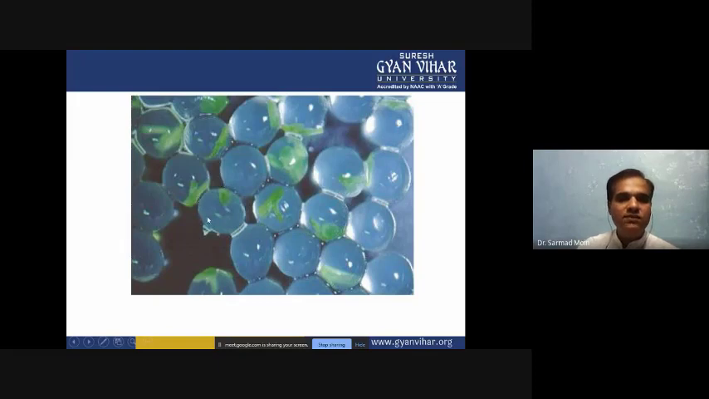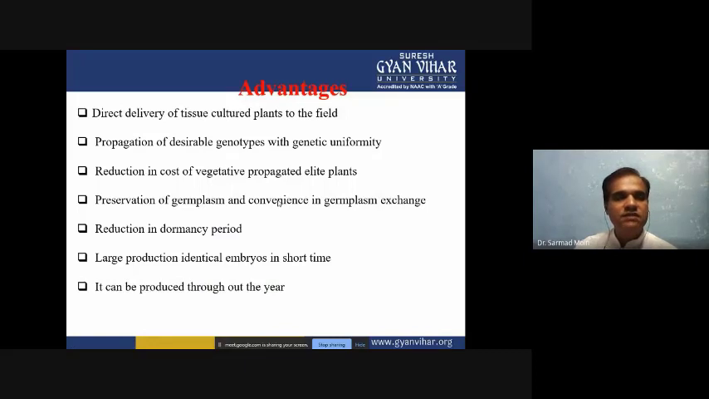Now here you can see in the photograph many artificial synthetic seeds, and in the encapsulation you can see somatic embryos, and these somatic embryos later on, if cultured in the artificial media, can produce the plantlets. Now, advantages. First advantage is direct delivery of tissue cultured plants to the field. When we have these encapsulated somatic embryos, we can directly put them on the media.